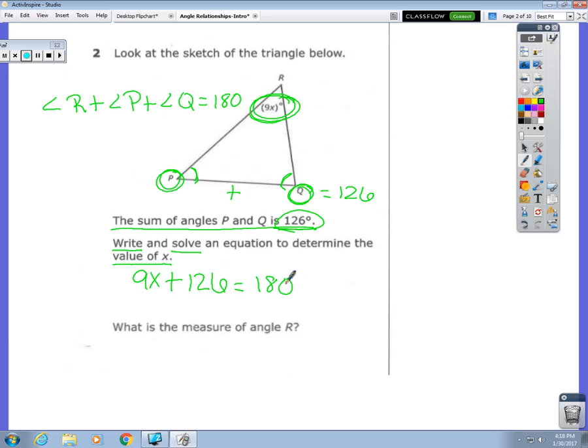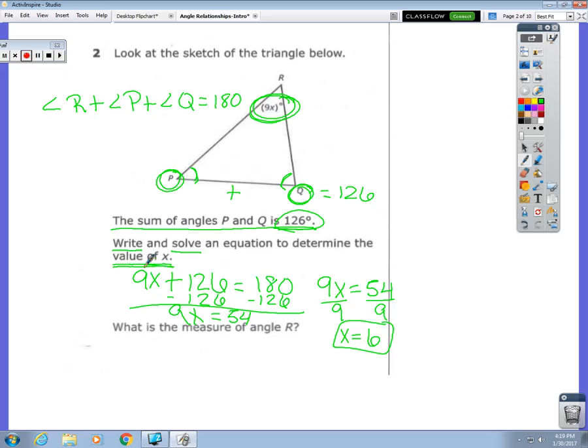Now I can solve for x by subtracting, moving this over. So we get 9x equals 54. So 9x equals 54. I'm going to divide both sides by 9. x equals 6. That's the value of x.